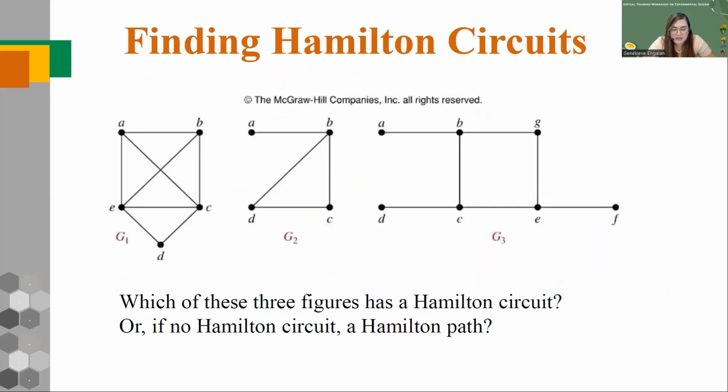Okay? So, let us find a Hamilton circuit here. For graph 1, we can form a Hamilton circuit. Let's try. We can pass through A, B, C, D, E, A. So, that is a Hamilton circuit, because it has visited each vertex exactly once.